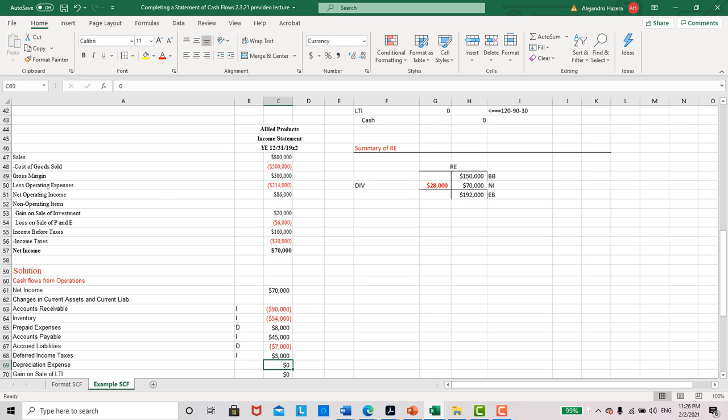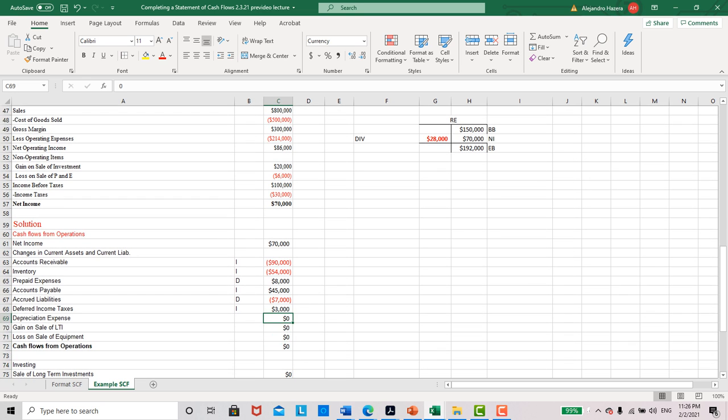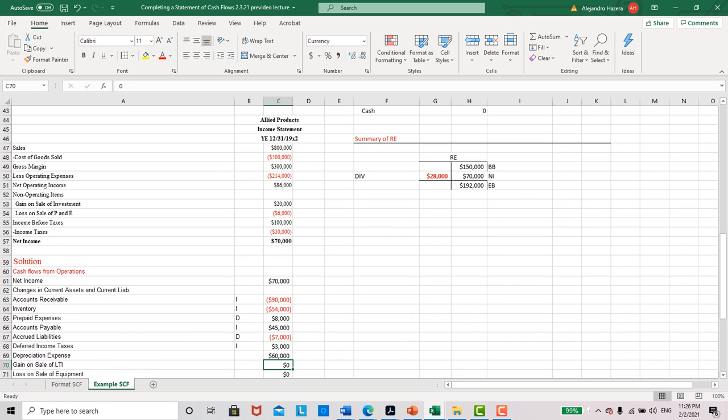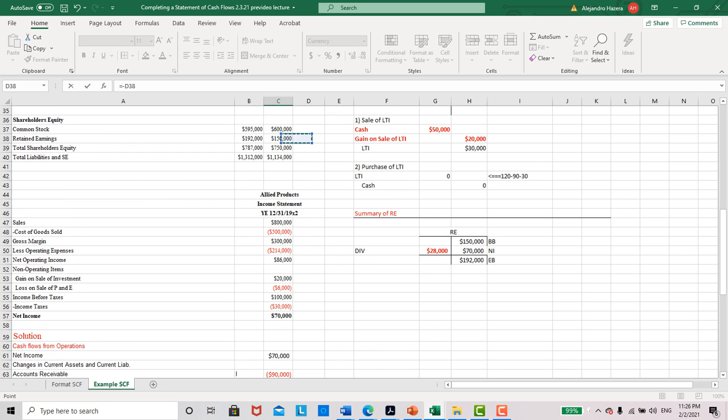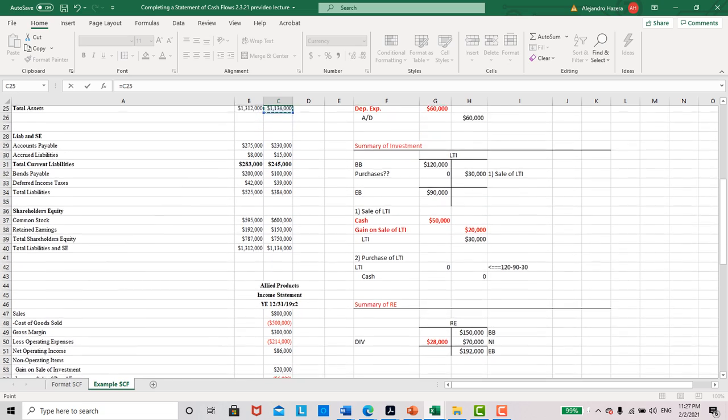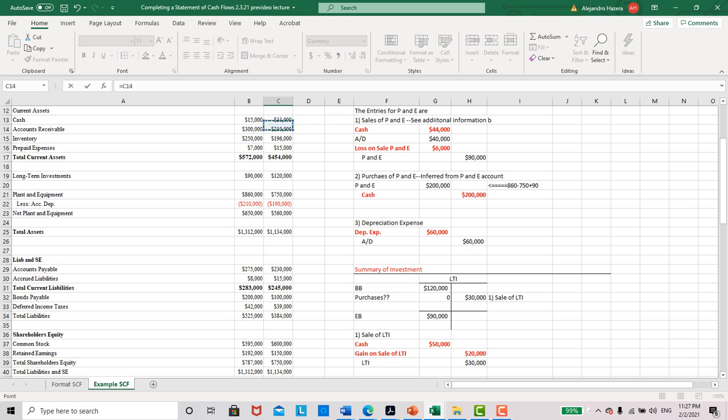So that's 3,000. Okay, and then the only other things you've got are depreciation expense and a gain or loss. Now you always add back depreciation expense, so that's going to be equal to the depreciation expense that I figured out right there. There's your depreciation expense, 60,000. The gain on the sale of long-term assets is going to be subtracted out. You always subtract out the gain, add back the loss. The loss is going to be added back. That's the loss on the sale of equipment of 6,000 right here.